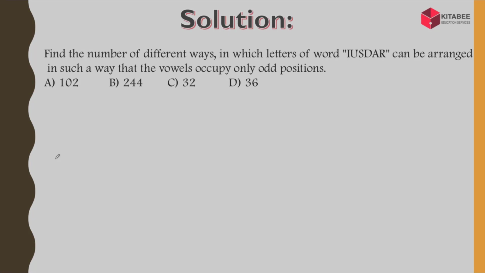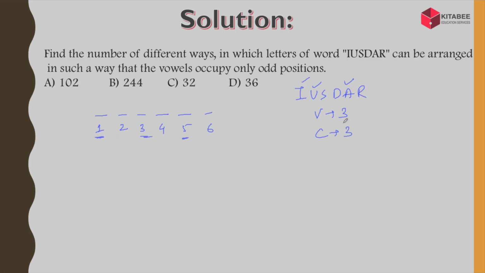So let's move on to the solution part of it. We have been given the word IUSTAR, right? So the vowels in this particular word would be I, U and A, right? So I can say there are 3 vowels and remaining would be the consonants, so 3 consonants as such, right? Now we have to arrange all these letters in such a way that vowels occupy only the odd positions. So when you have got 6 letters to be arranged, this is the first position, this is the second, this is the third, this is the fourth, this is the fifth, this is the 6th position, right? So odd positions would be 1, 3 and 5.